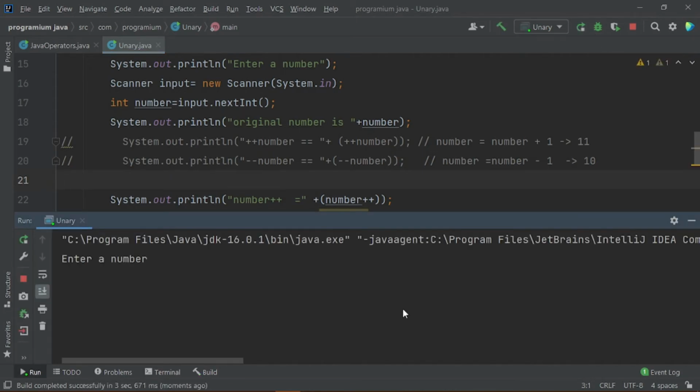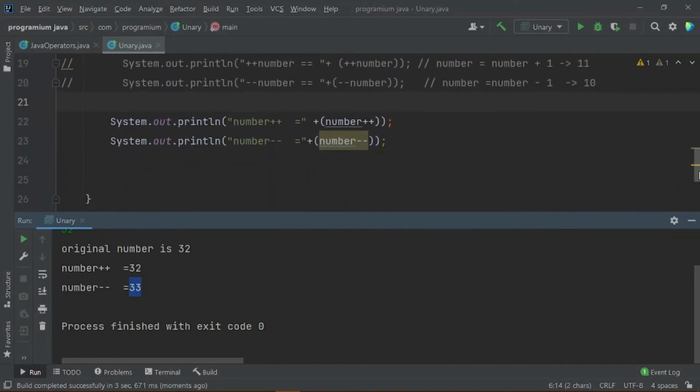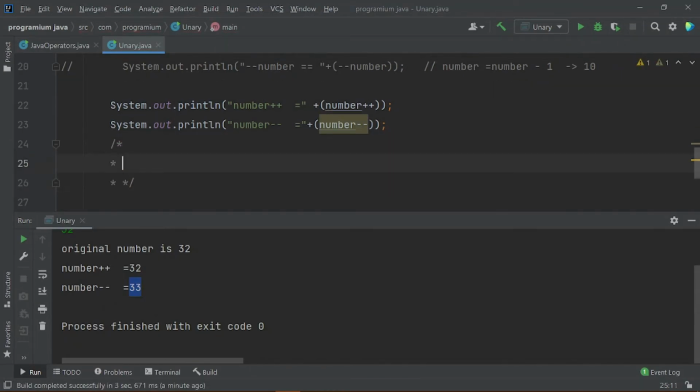So let us see what would be the result of these two lines. Enter a number. I am using 32 here, and the original is 32. What happened here? The compiler kept that value first, and after that it is showing 33. What's happening here? Let me show you. Let me put a multi-line comment here. Value is 32.